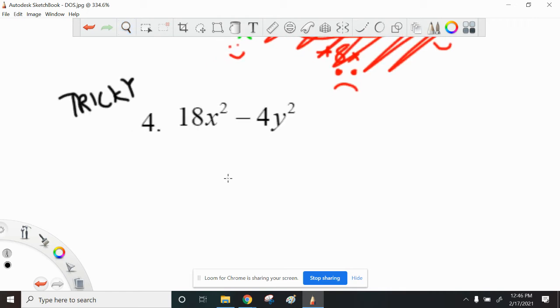Right, we have X's and Y's, but that's not a nightmare. We can still handle that. The real problem is that we have 18. And 18 is not a perfect square, right? This is not doing it for us. That's good, that's good, but the 18, not good.